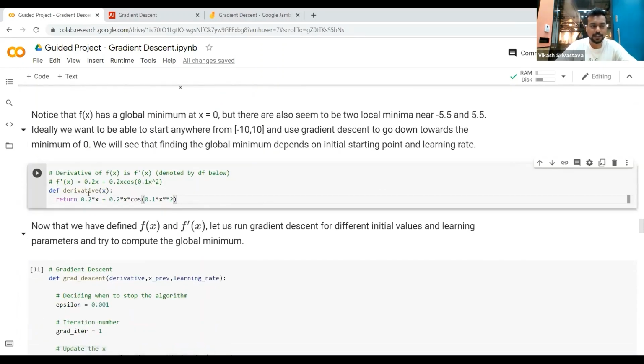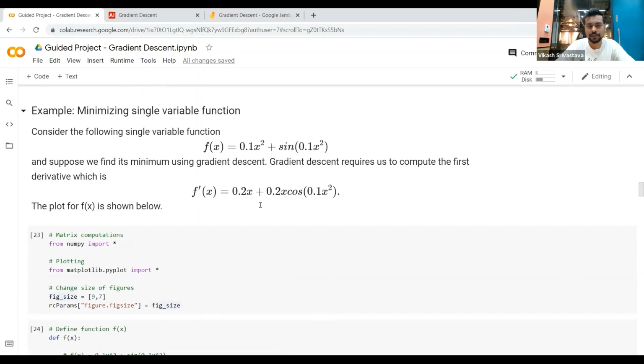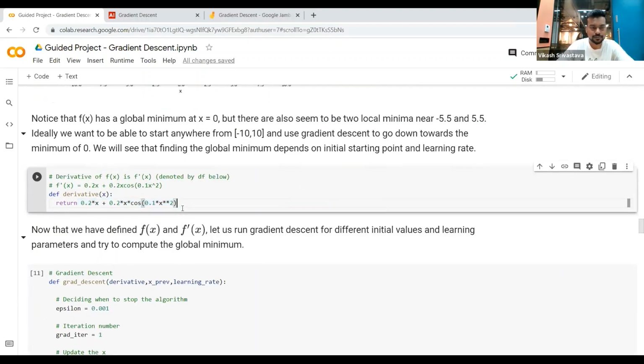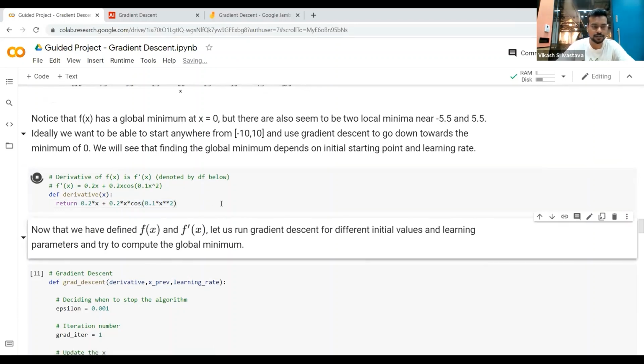Now I'm writing another function, which is essentially the derivative. It takes the argument x, and it is this particular derivative. There is a functionality in the SciPy library where we can actually calculate the derivative as well, so we don't even have to specify this beforehand. But for this simple example, we know the general derivative form, so that's why I have written another function, derivative x. Let's run this particular function.